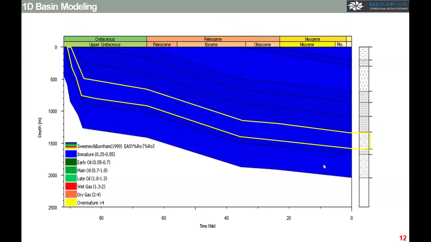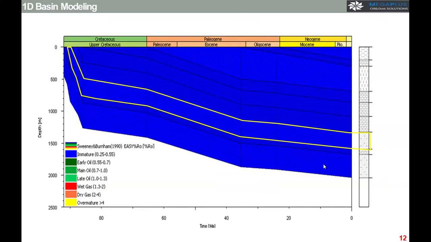The throw of this main bounding fault reaches 2000 meters, and the main source rock is on the downthrown side of this fault. It is a very, very good source rock. The fault with this huge throw is the main bounding fault and the main migration path of this field. From this well, oil migrated and was trapped in these two layers, and these two layers have produced, I think, for more than 10 years with very stable production.